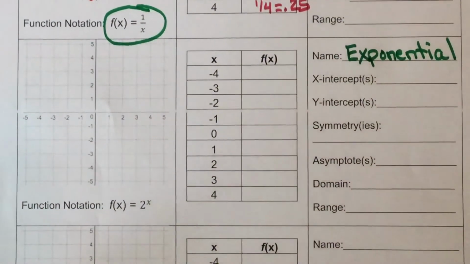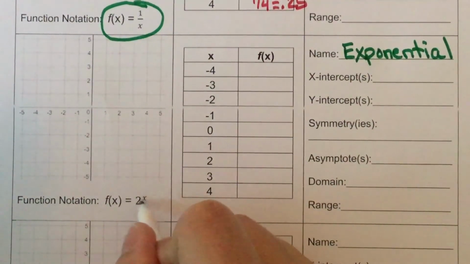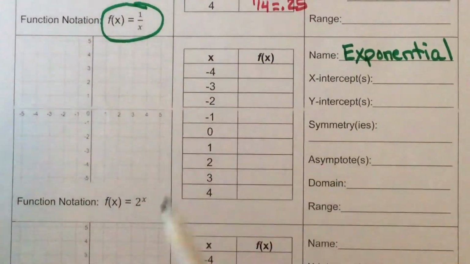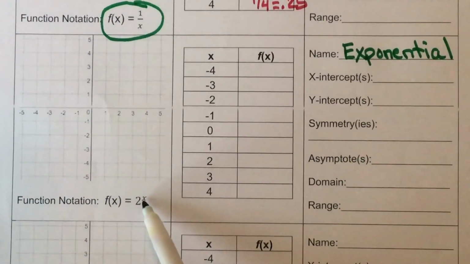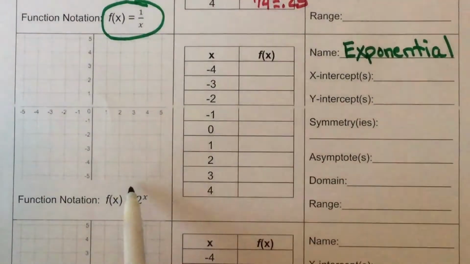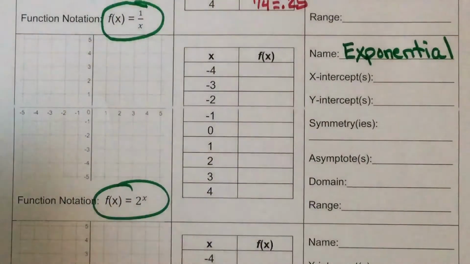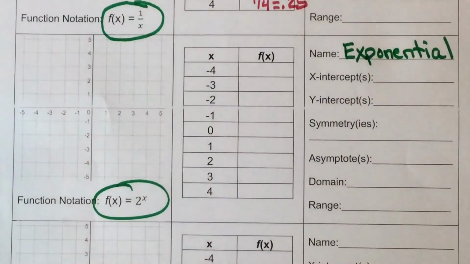And one way to remember that is x is an exponent. See how the x is an exponent? So when you see x as an exponent in your equation, then that's called exponential. So f of x equals 2 to the x. So that's exponential. Okay, so let's look at this.